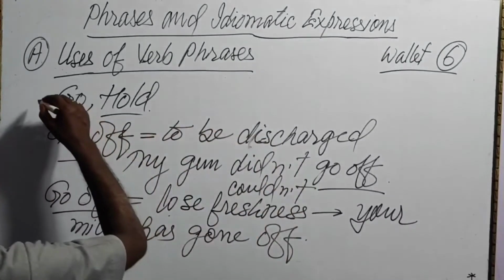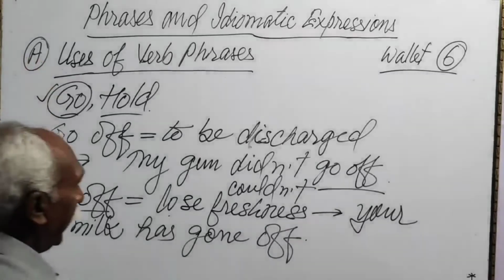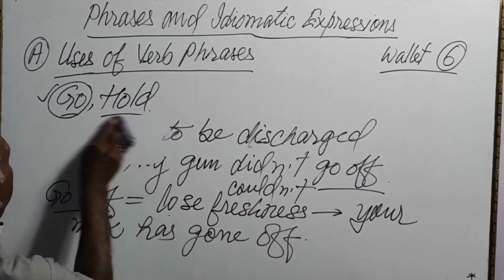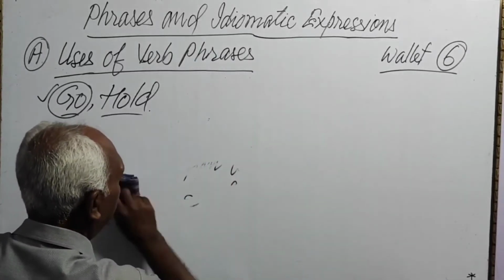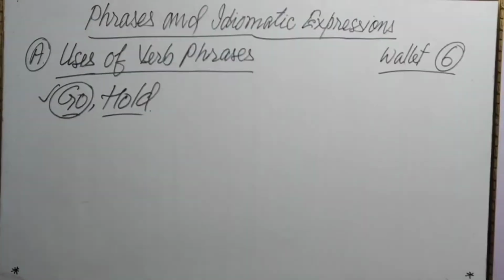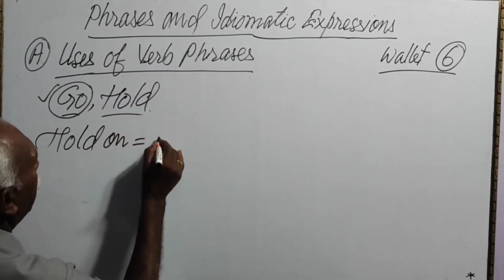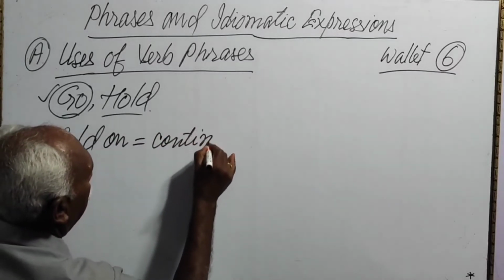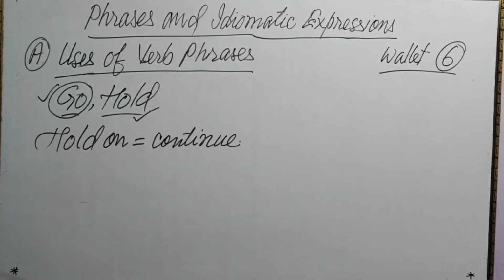Today, yes, you have seen here the verb phrases formed from this principal verb, go. Next, a verb that is hold. So from hold, let me use some verb phrases. Hold on, continue. Hold on, that means continue. Jari rakhna ya date rahna.